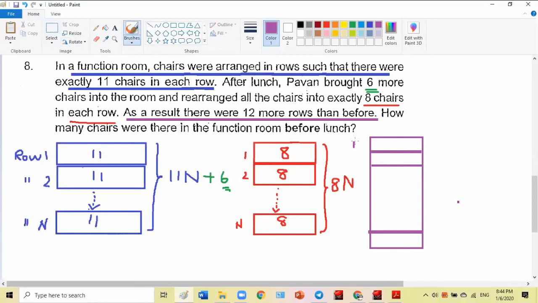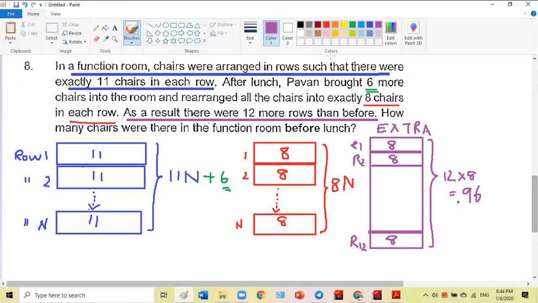Understand the English? Row 1, row 2, got 12 extra rows. Extra means more. So next time in your English, if they ask you for more, another word for it is extra. Because in English, in secondary, you have to write your own words, not copy. So 12 rows of 8. Do you all understand? Which is how much? 12 times 8. Which is? You must know your timetable.